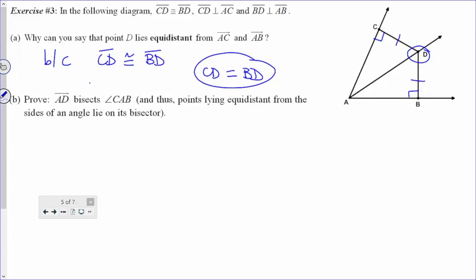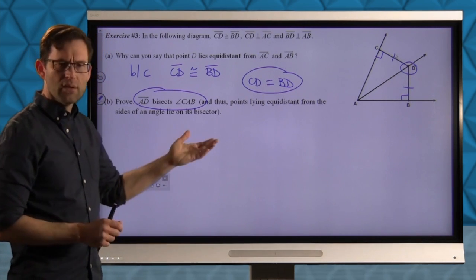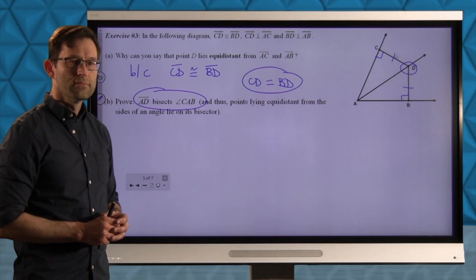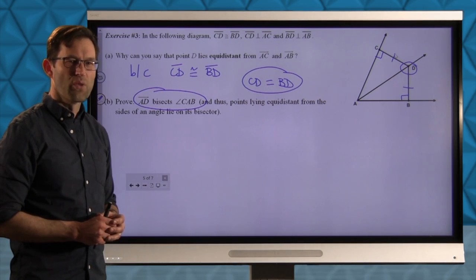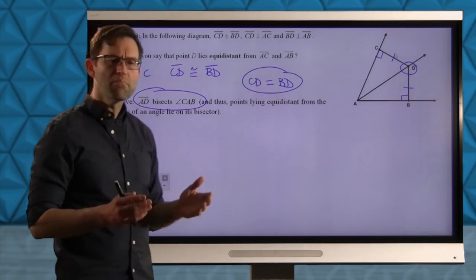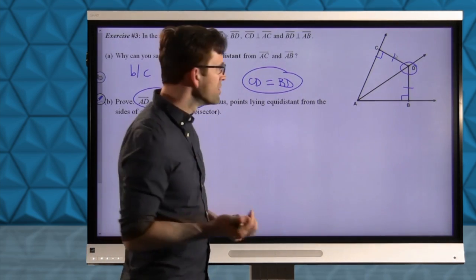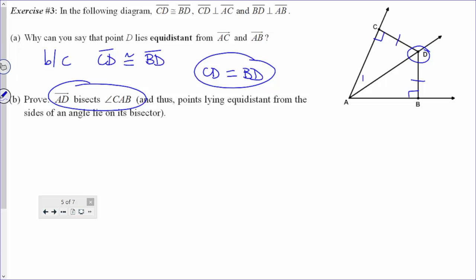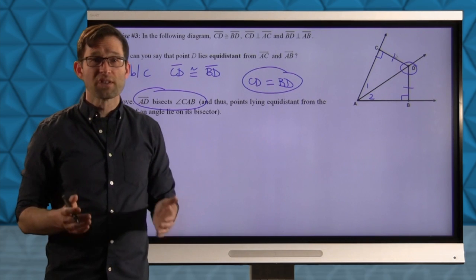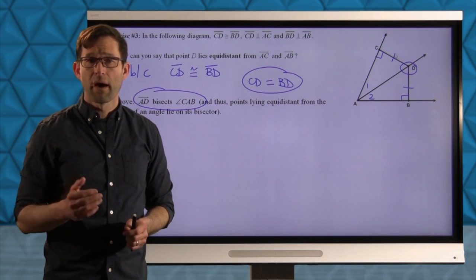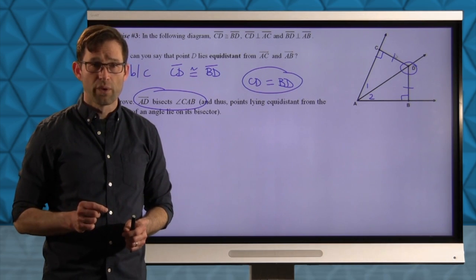Ultimately speaking, what we're trying to prove is that ray AD bisects angle CAB. And actually, maybe take a little bit of time. Think about this a bit. All right, let's go through it. So, what does it mean for that ray to bisect that angle? What it means is that this angle, which I'm going to label as 1, and this angle, which I'll label as 2, have to be congruent. And of course, if I want to prove that two angles are congruent, probably my first choice each time is to use CPCTC reasoning.